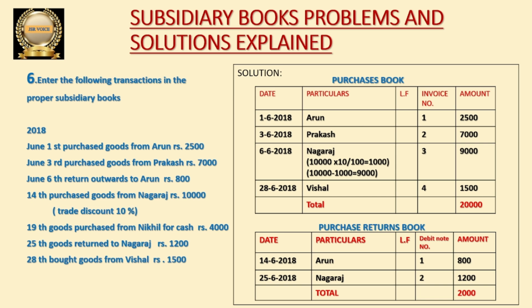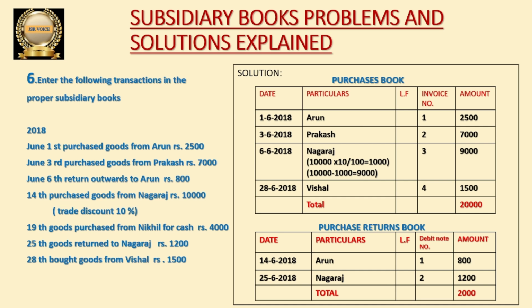Let us go and discuss the next one, June 6th, return outwards to Arun. If you observe the word return in a transaction, that may be either purchase returns or sales returns. So if return outwards is mentioned, it is definitely purchase returns. Return outwards is another name for purchase returns. So it is purchase returns only, confirmed. You can record it in the purchase returns book.